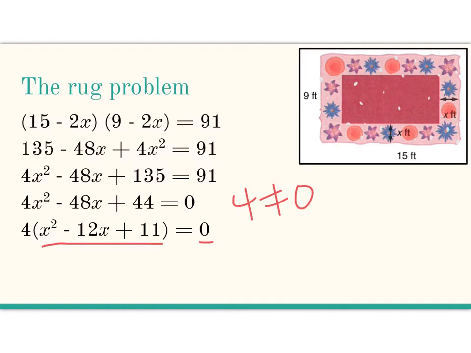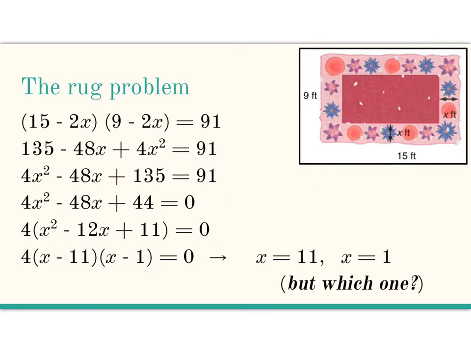It's all about what makes the part in parentheses equal to 0, and that part needs to be factored. So the two numbers that multiply to positive 11 and add to negative 12 are negative 11 and negative 1. X minus 11 and x minus 1, when you FOIL those, you will get x squared minus 12x plus 11. That gives us two possible solutions, x equals 11 and x equals 1. But which one is it?